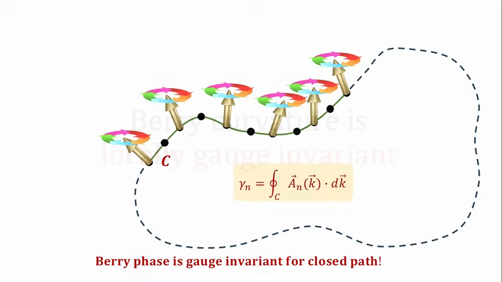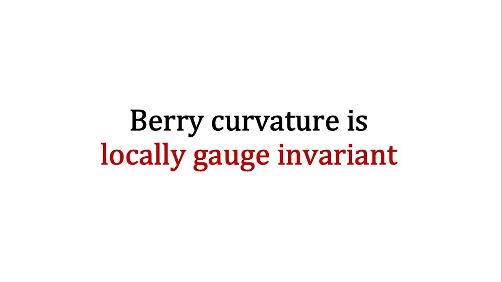Chapter 5. Berry curvature is locally gauge invariant.